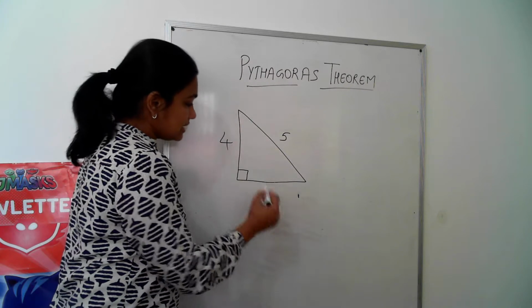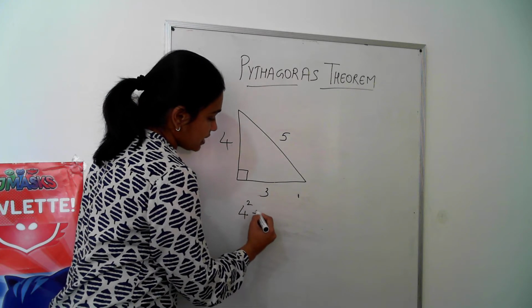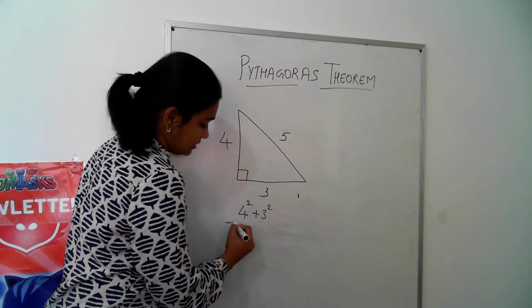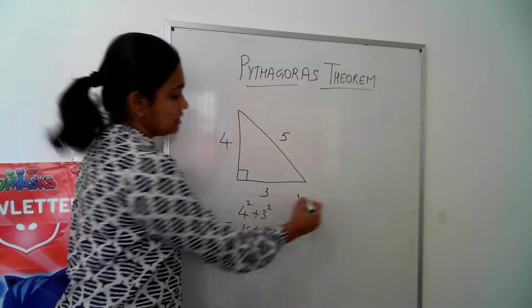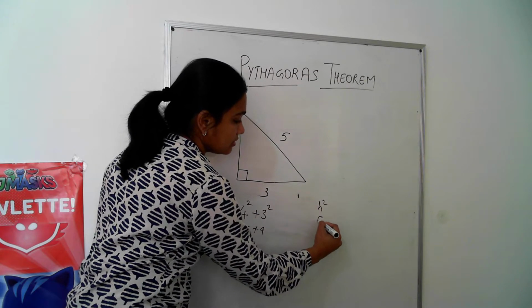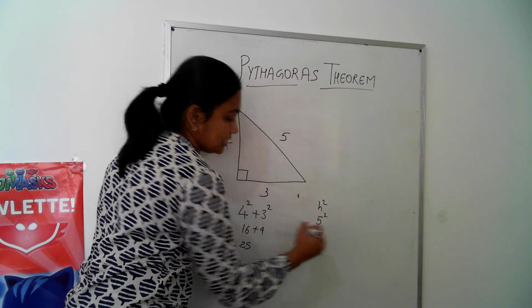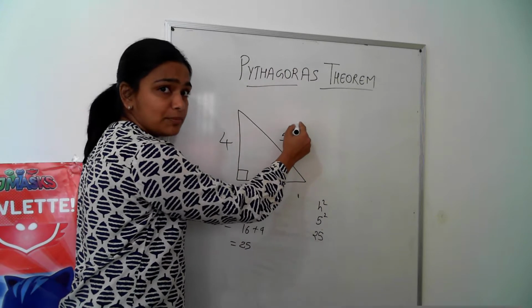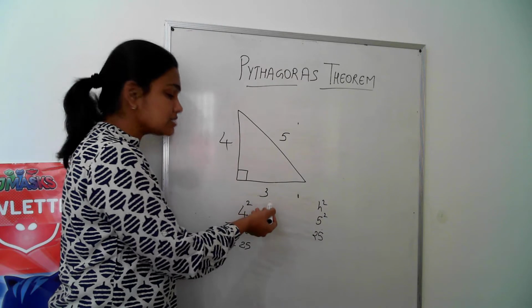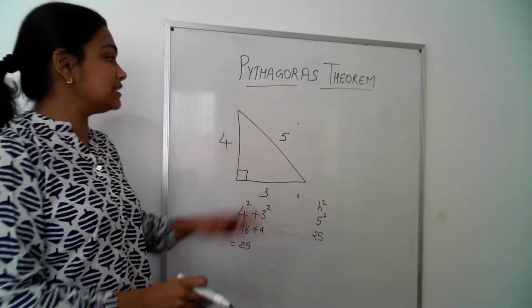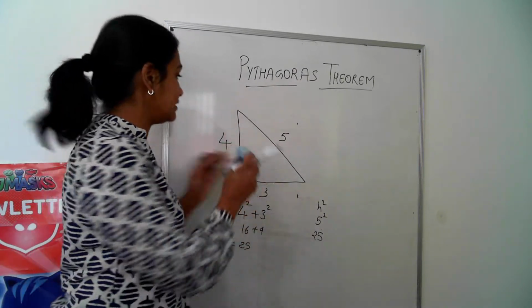Okay, so let's check. 4 square plus 3 square, 16 plus 9, 25. Now, what is hypotenuse square? 5 square, 25. So yes, the square of hypotenuse is equal to the square of perpendicular plus the square of base. So yes, we can say that the given triangle is a right angle triangle.